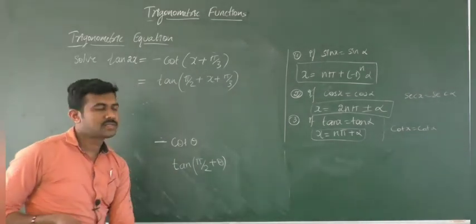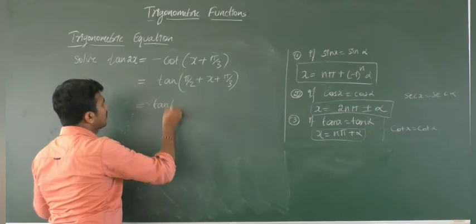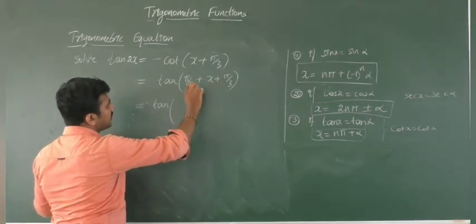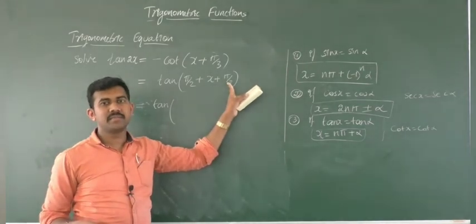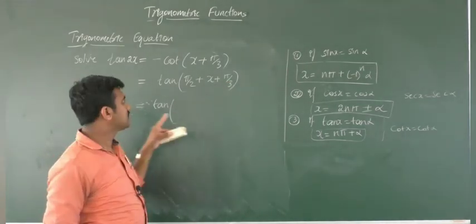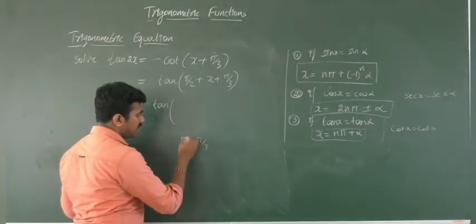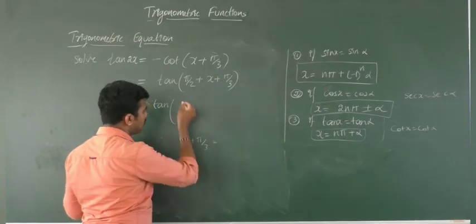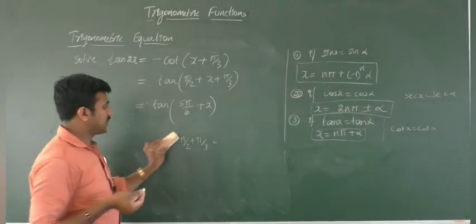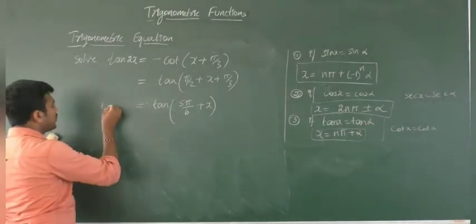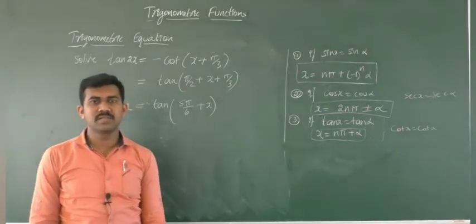Okay, so now we can observe here tan 90 plus pi by 3, that is 90 plus 60 degree. That is nothing but 150 degree, or else you can write in radian only. Pi by 2 plus pi by 3, take the LCM. 6 is the LCM, so we will get 5 pi by 6 plus x. So tan 2x is equal to tan of 5 pi by 6 plus x.